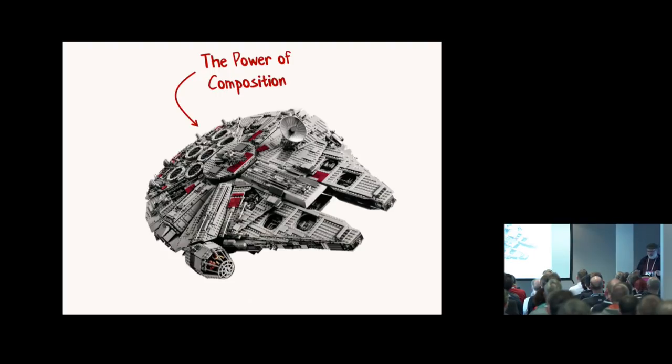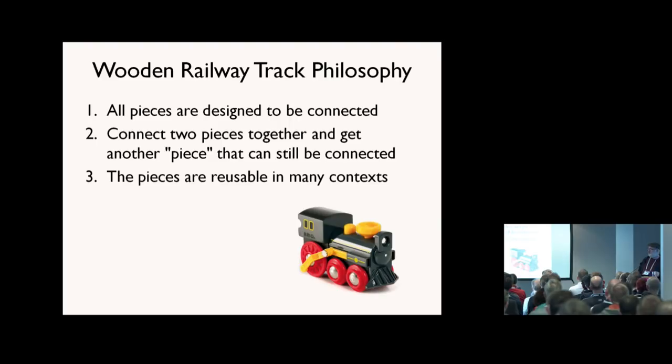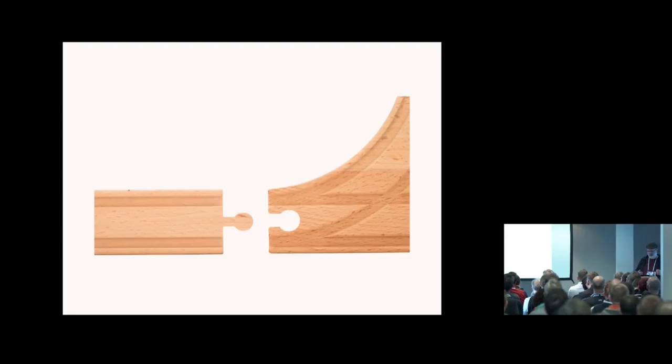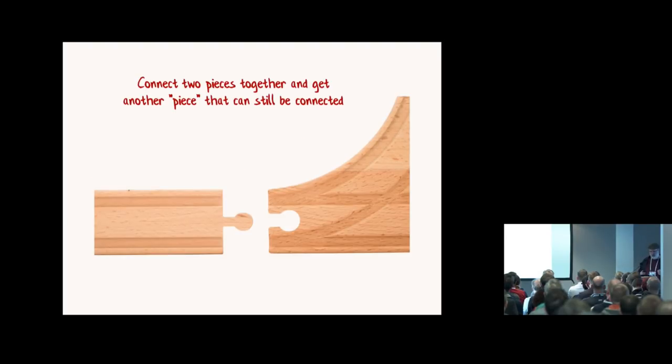So, all right, let's look at another philosophy, which is wooden railway tracks, as in Brio or something. Okay, all the pieces are designed to be connected. If you connect two railway tracks together, you get another railway track. And the pieces are reusable. All right, here's some railway track. They're designed to be connected. Everyone has a little thing on them. If you take two pieces of track and put them together, you now have a bigger piece of track that you can keep adding to other pieces.